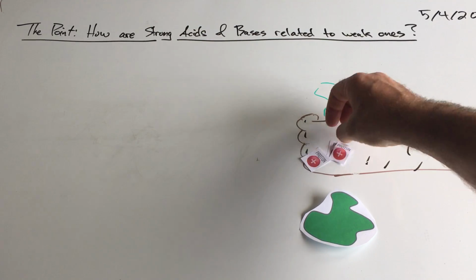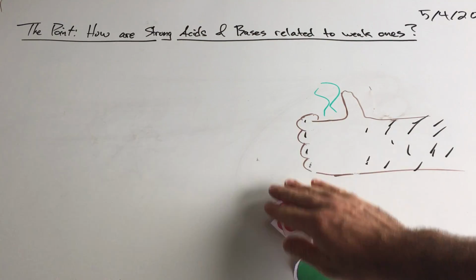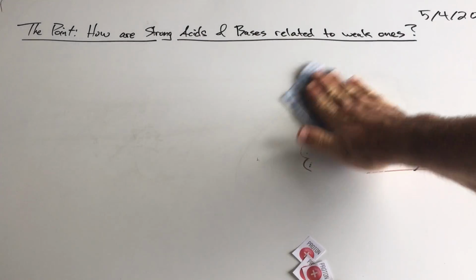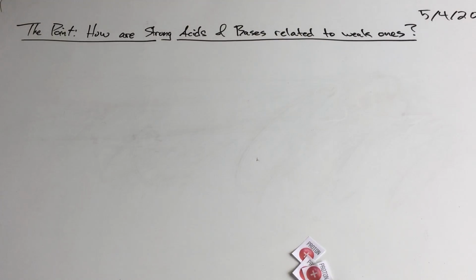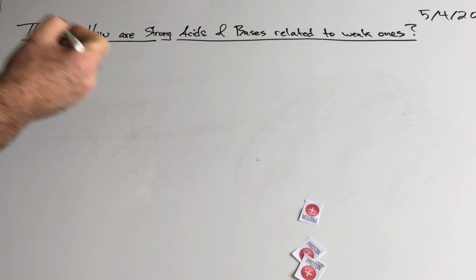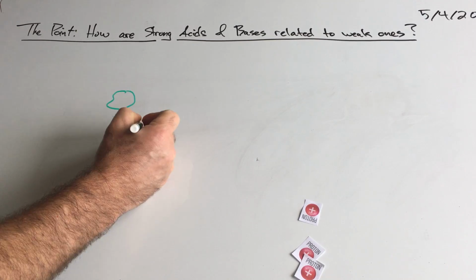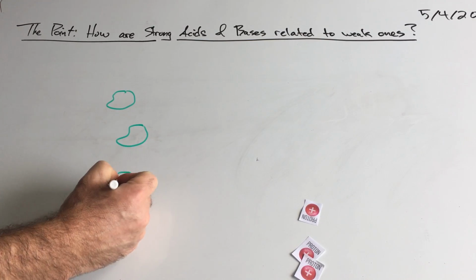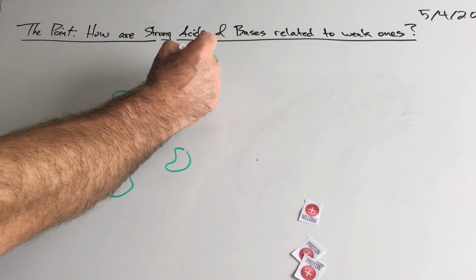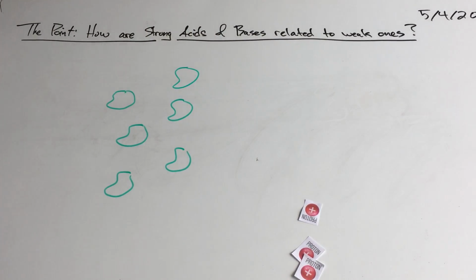So what's the difference between a strong acid and a weak acid? Well, let's talk about that. So now, instead of using this as the acid, we're going to use little green globs. And each one of these is, let's think of it as one acid molecule. Okay, so there they are.